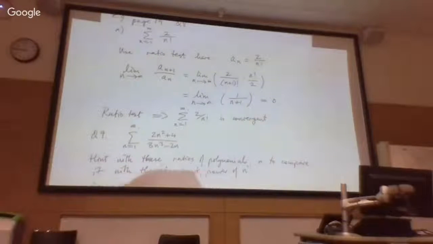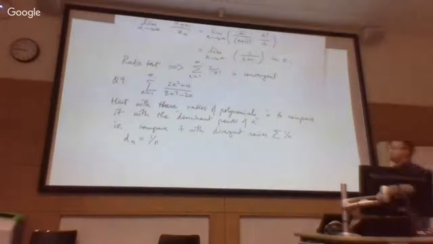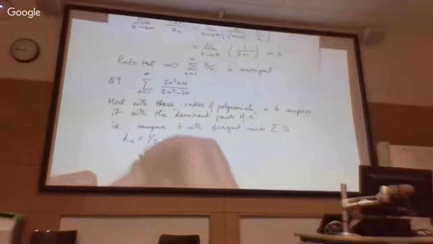So what we want to do here is to compare it with the divergent series, the sum of 1 over n. So the dn that we're going to use in our comparison test is 1 over n. We'll use the limit comparison test.